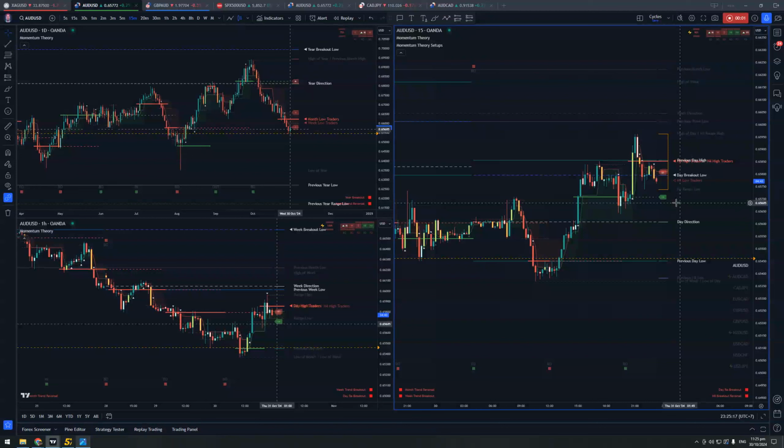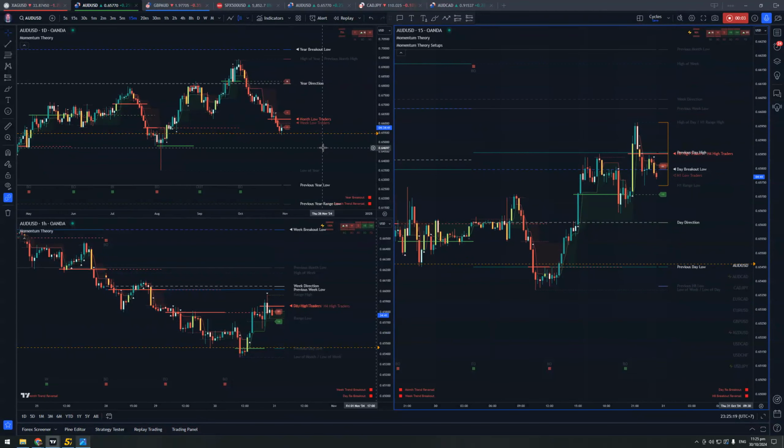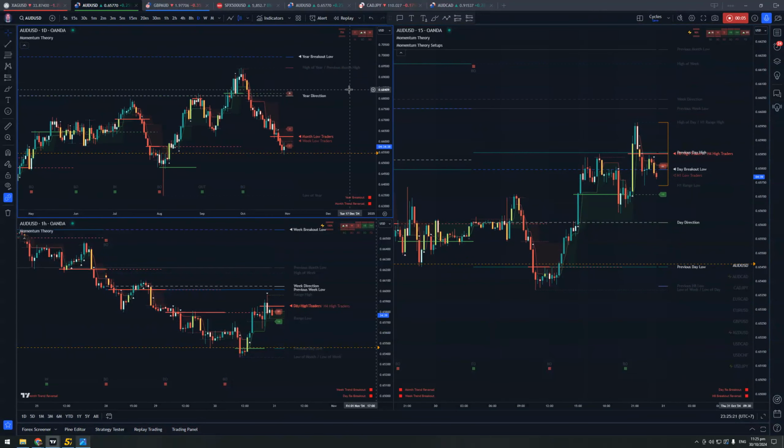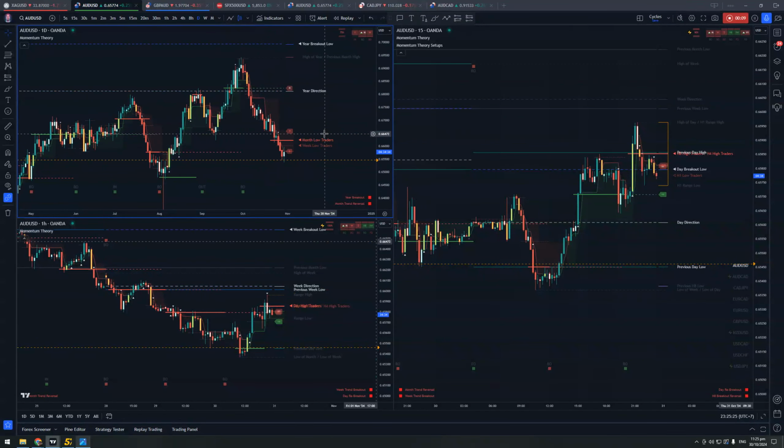Okay, New York session done. Took one trade on Aussie USD. Aussie USD higher time frame breakout levels are all bearish. Monthly, weekly, daily are bearish. Peak buys are bearish as well.